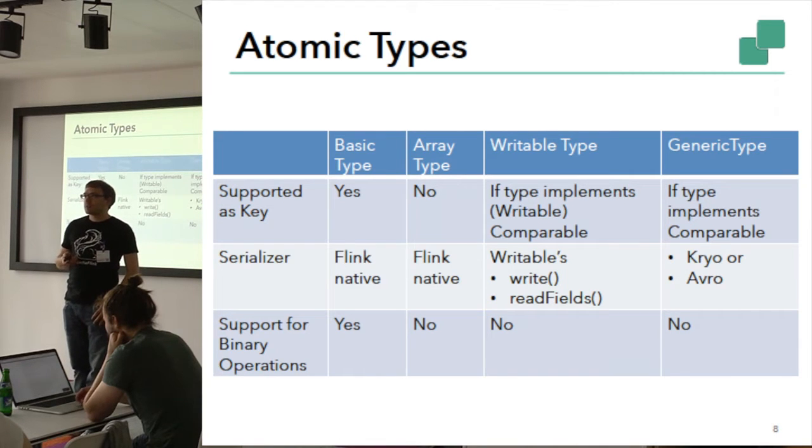For array types, arrays cannot be used as keys. They're also natively serialized, similar to a string. So we serialize the length of the array and then the individual elements. And you cannot do the binary operations on it.